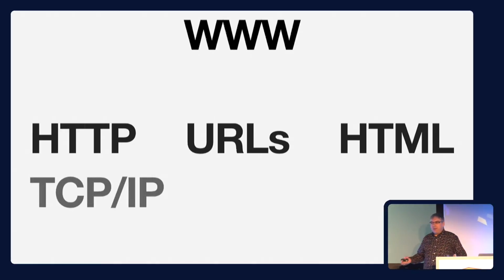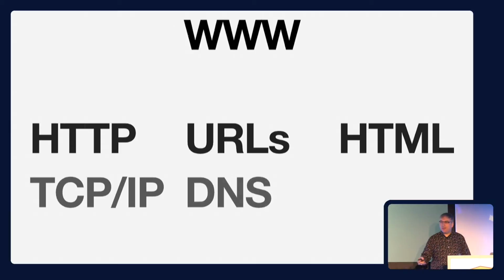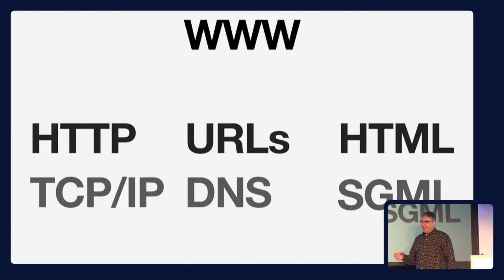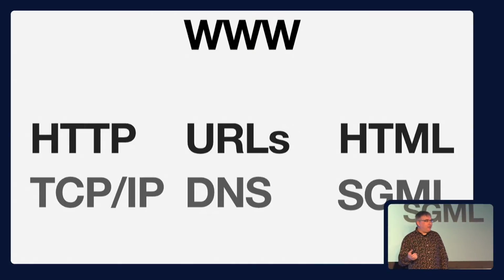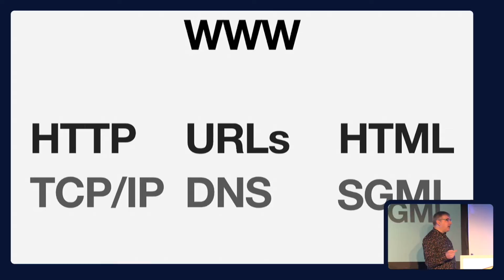Right? HTTP is built on top of TCP/IP, building on the work of Bob Kahn and Vint Cerf, and URLs use the domain name system. There's already been decades of work done there. And HTML, the format, was actually pretty much just a ripoff of this existing format that everyone was already using at CERN called SGML, right?